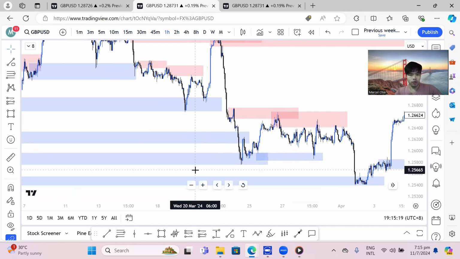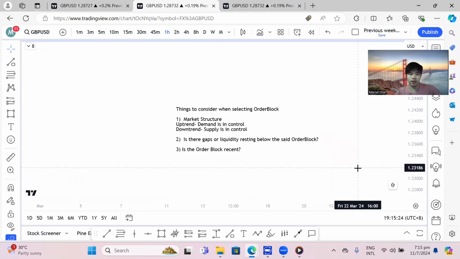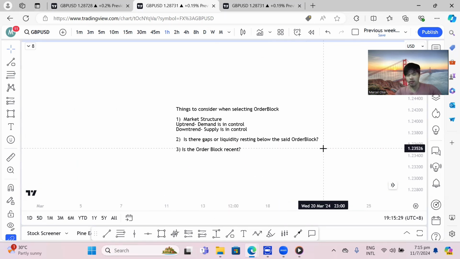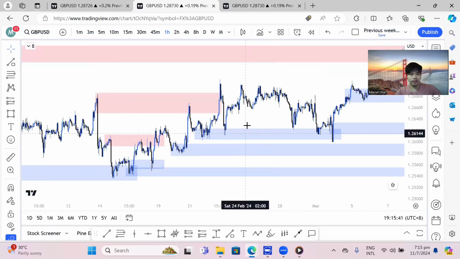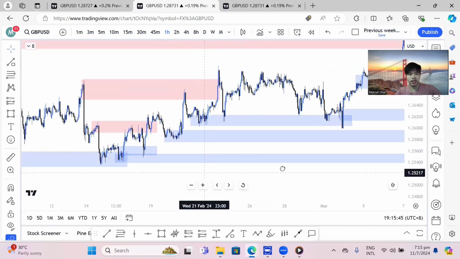Now for the next point, we also have to consider whether there's a gap or liquidity resting below the order block. Obviously, if there are gaps and liquidity, the market is very likely to look for them before it sweeps back up again. We can see right off the bat a couple of examples where there is liquidity present.